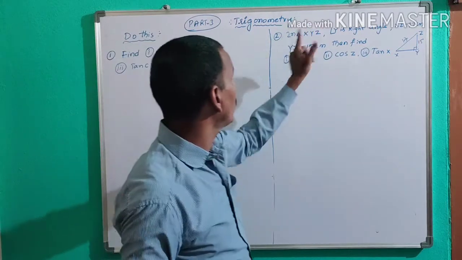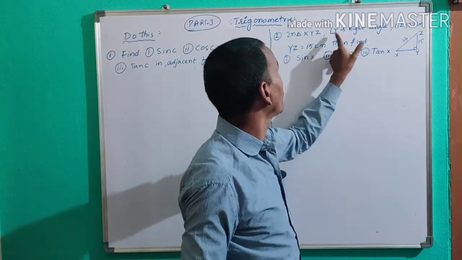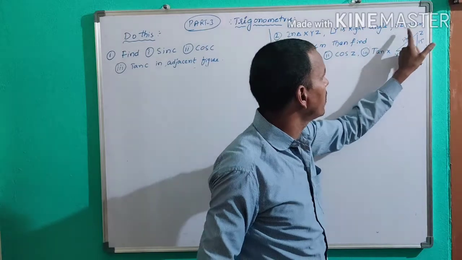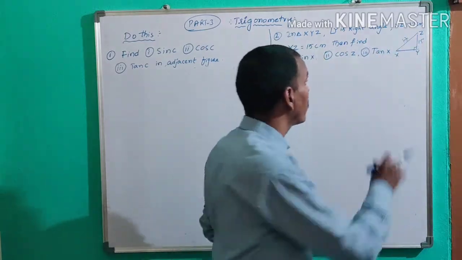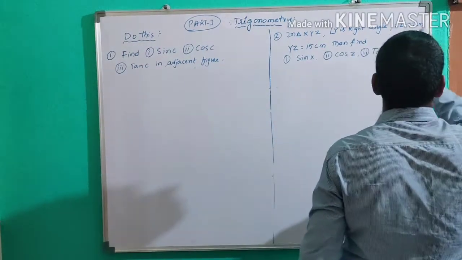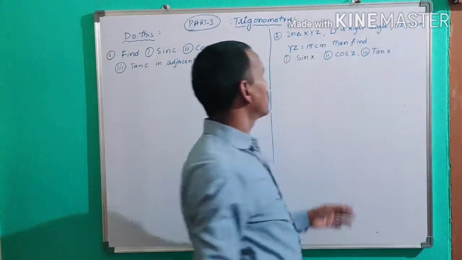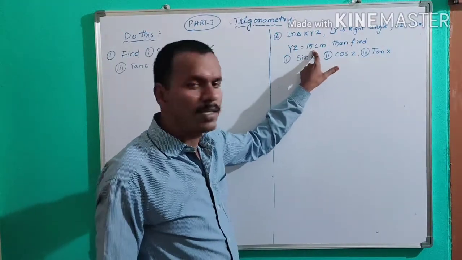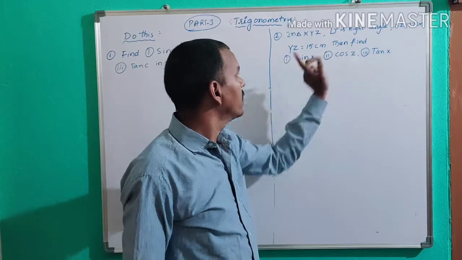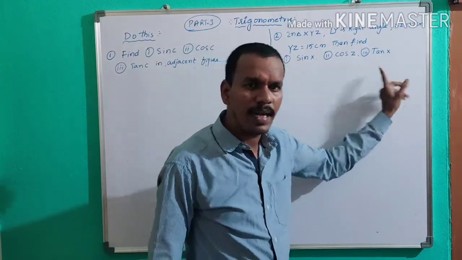Now what is the second problem? In triangle XYZ, angle Y is a right angle and XZ is equal to 17 centimeters. No diagram is given. So XZ is equal to 17 centimeters and YZ is equal to 15 centimeters. Then find sin X, cos Z and tan X.